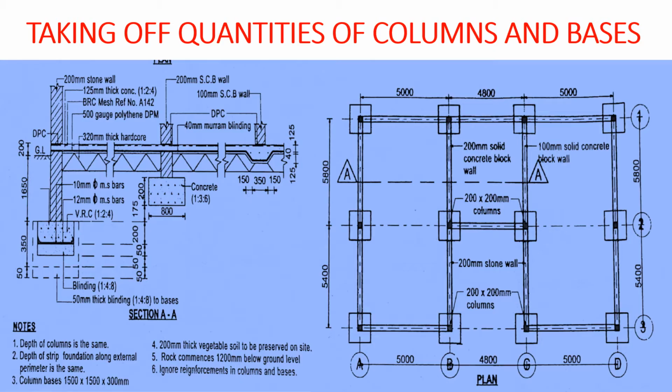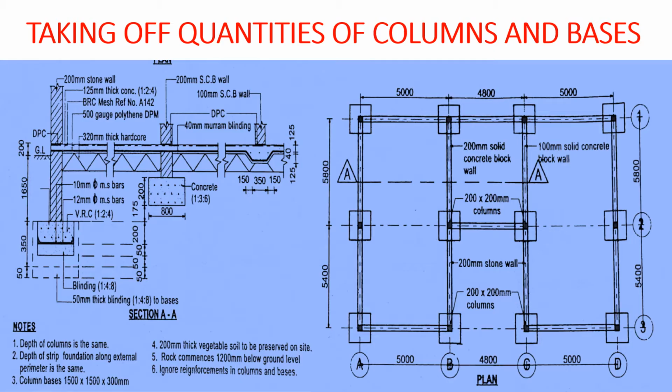And then for our columns, we've been given some notes here. Depth of column is the same. Depth of strip foundation along external perimeter is the same. And then the column bases are 1500 by 1500 by 300 millimeters. And then 200 vegetable top soil to be preserved on site. Rock commences 1200 millimeters below ground level, and we have been told to ignore reinforcement in columns and bases. So we also have an extra over for rock excavation.